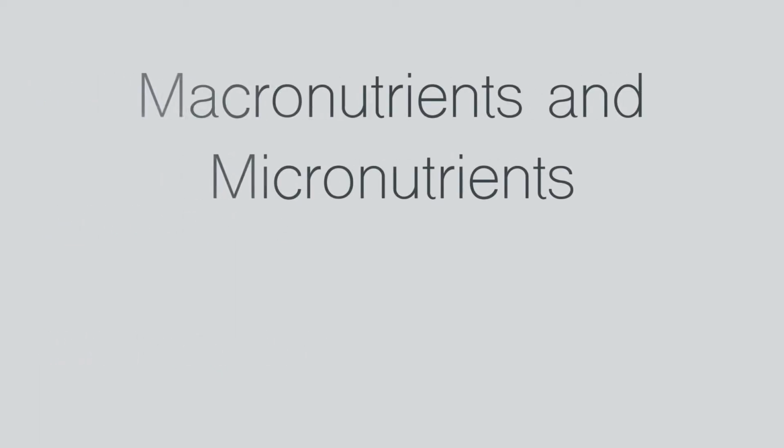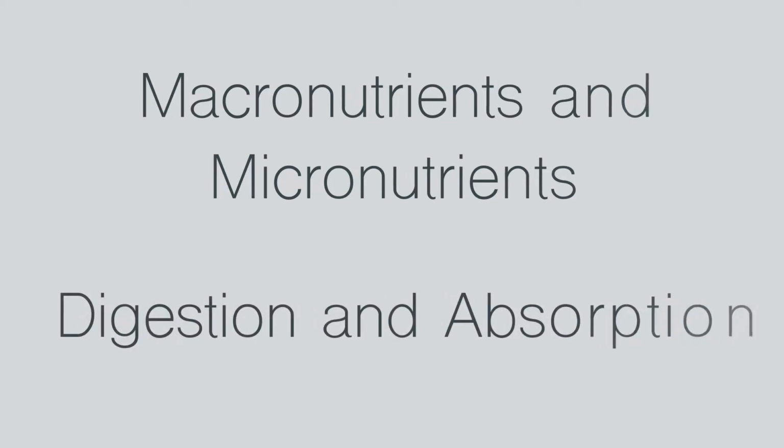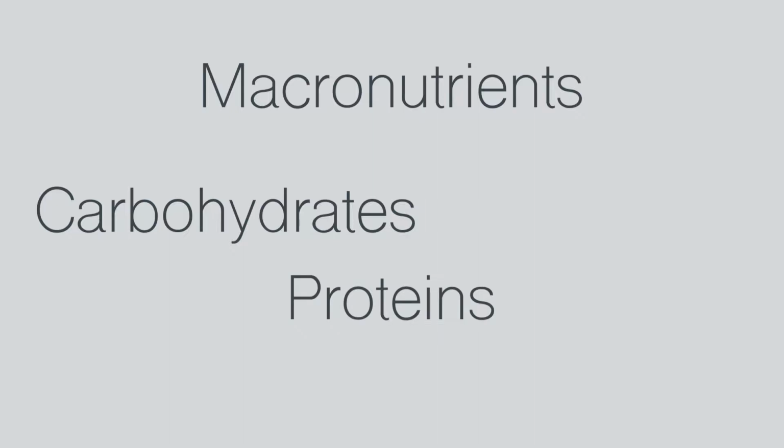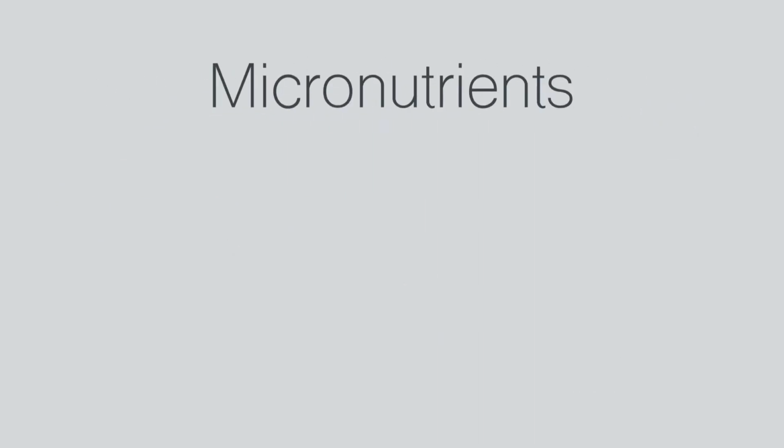So let's begin this discussion with macro and micronutrients, and in the second section we will discuss digestion and absorption. Macronutrients are better known as carbohydrates, proteins, and fats, whereas micronutrients are better known as vitamins and minerals.